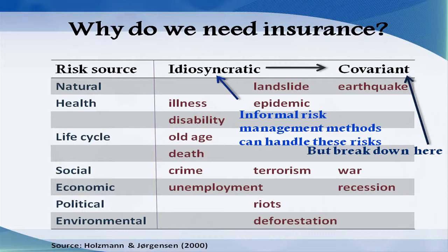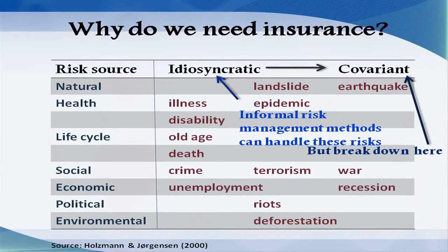To take examples, we have idiosyncratic risks which affect a single person or just a few people, like illness or disability, or crime. On the other hand, as you move this side, the number of people affected by the risk keeps increasing. So informal risk management methods, like going to your family or friends for help, can probably take care of risks like illness or crime, but cannot take care of a risk like an earthquake where everyone is affected, so you cannot really go to anyone for help.